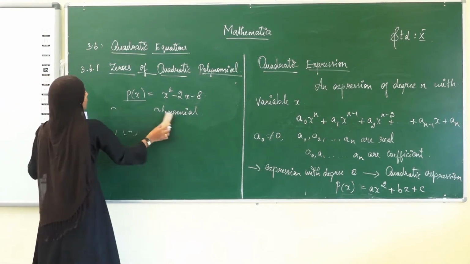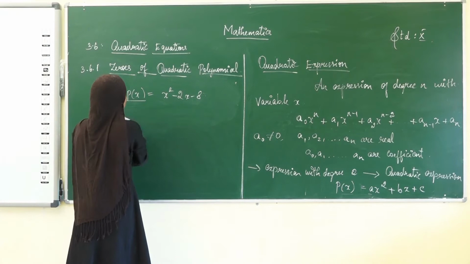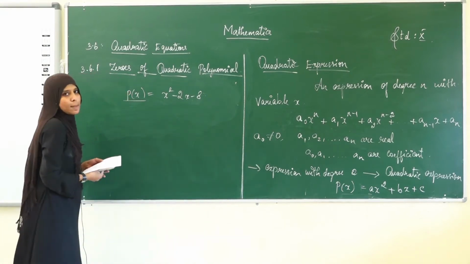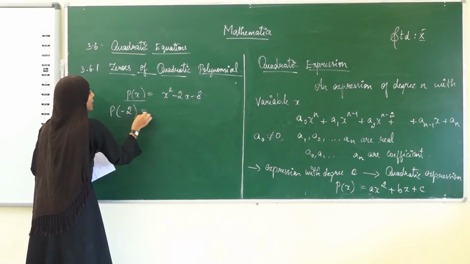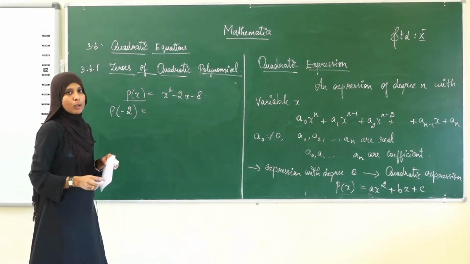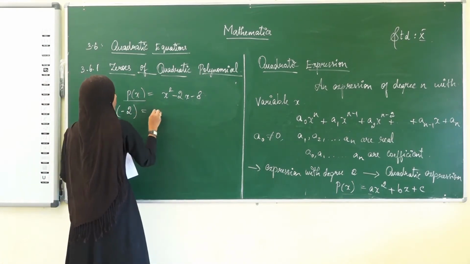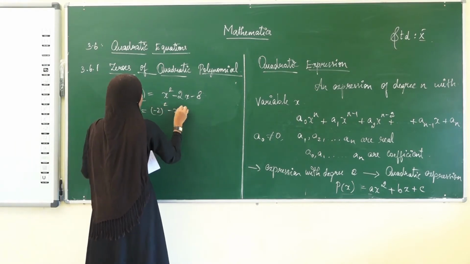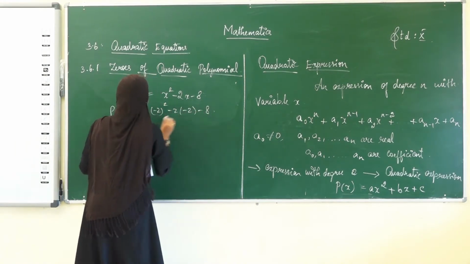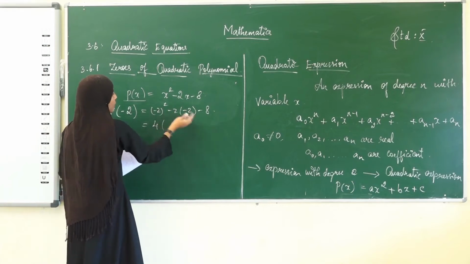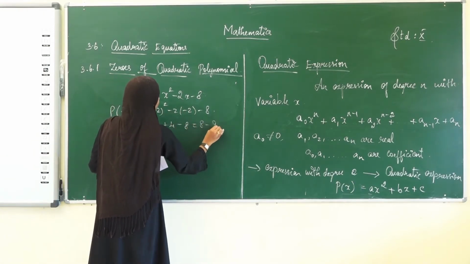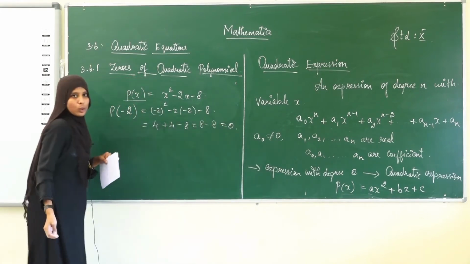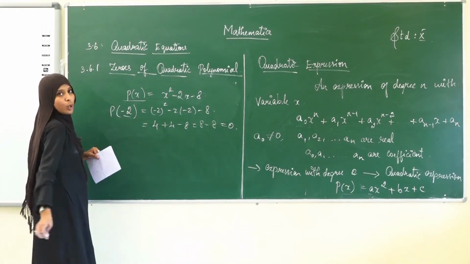For example, take the expression p of x is equal to x square minus 2x minus 8. Let us find p of minus 2, substituting minus 2 instead of x. Minus 2 the whole square is 4, minus 2 into minus 2 is plus 4, minus 8. So 8 minus 8 is 0. Therefore we can say minus 2 is a zero of the polynomial.